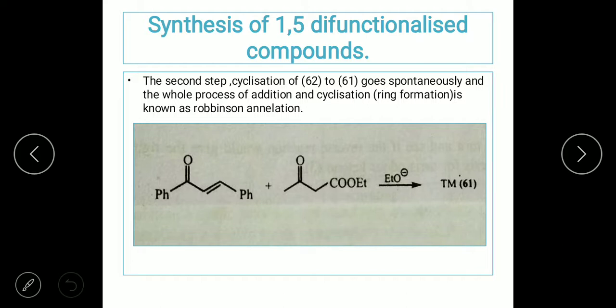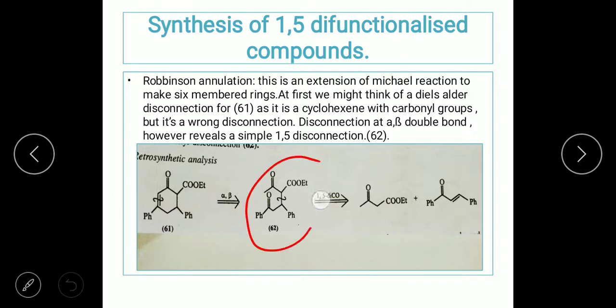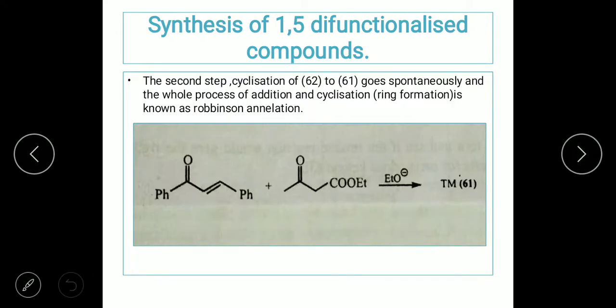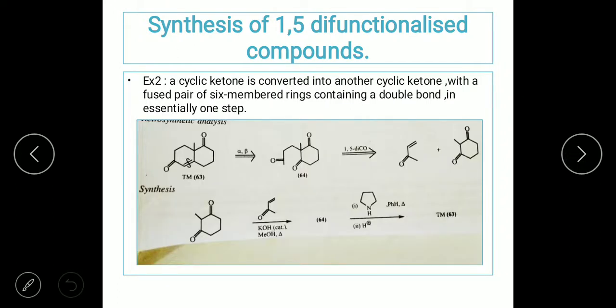So here, the Robinson annulation comes into existence because you have the two starting materials, and with EtO minus, you are going to get a compound of this kind, a diketone. The next step is the condensation reaction, wherein we remove the ketone group and you get a double bond. So this is how you make use of the Robinson annulation. This is the cyclization reaction and the ring formation, which is the Robinson annulation reaction. So we have some more examples.